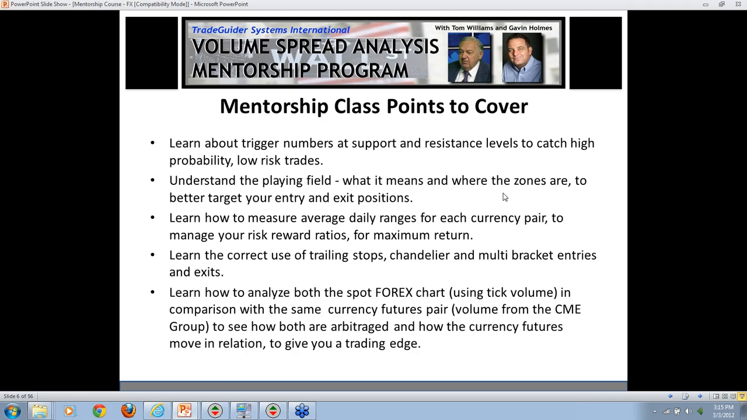You're going to learn how to analyze both the spot forex chart, which uses tick volume because there's no centralized exchange, in comparison with the same currency futures pair for the CME group currency futures volume. And we're going to see how both are arbitraged and how the currency futures moves in relation to give you a trading edge. And you'll see how it's quite uncanny that when the big players step in, they step into the spot forex first and then into the futures market. They have to. The two have to be in alignment. They can't be out of kilter. You can't have the futures going one direction and the spot going in the other.